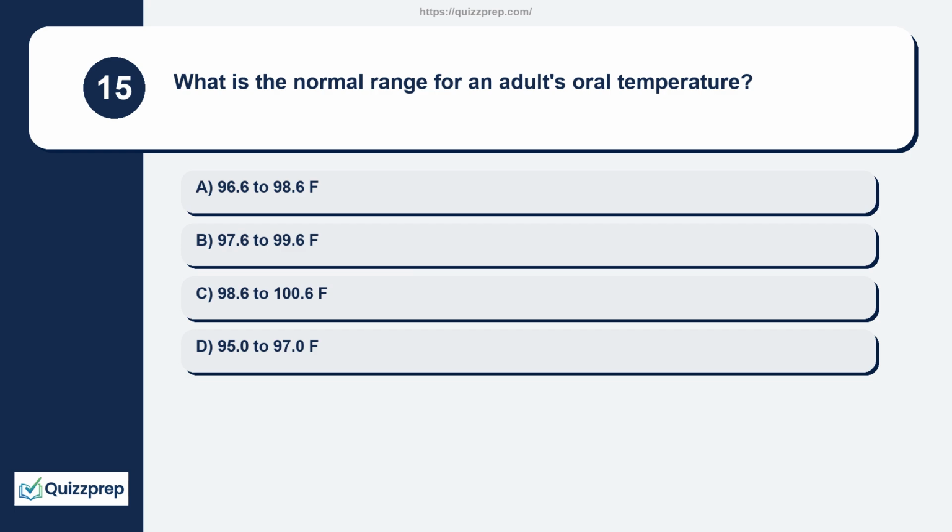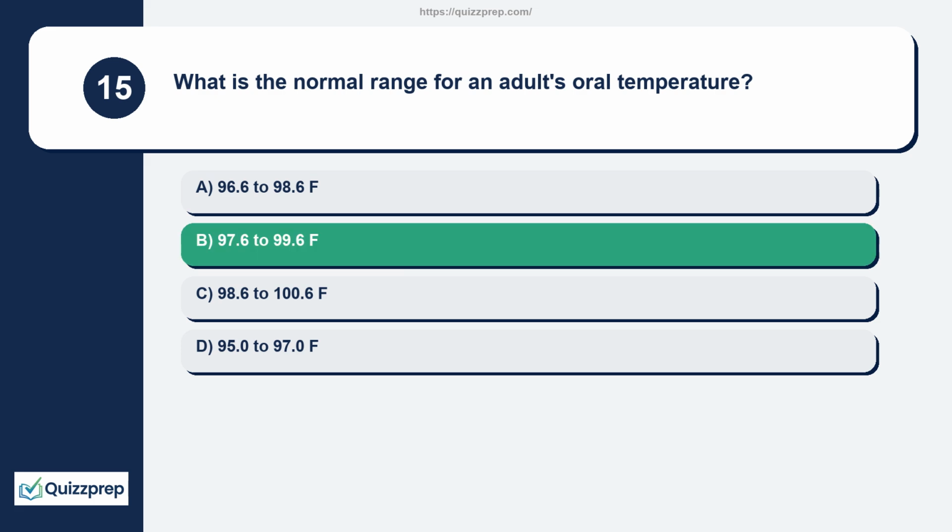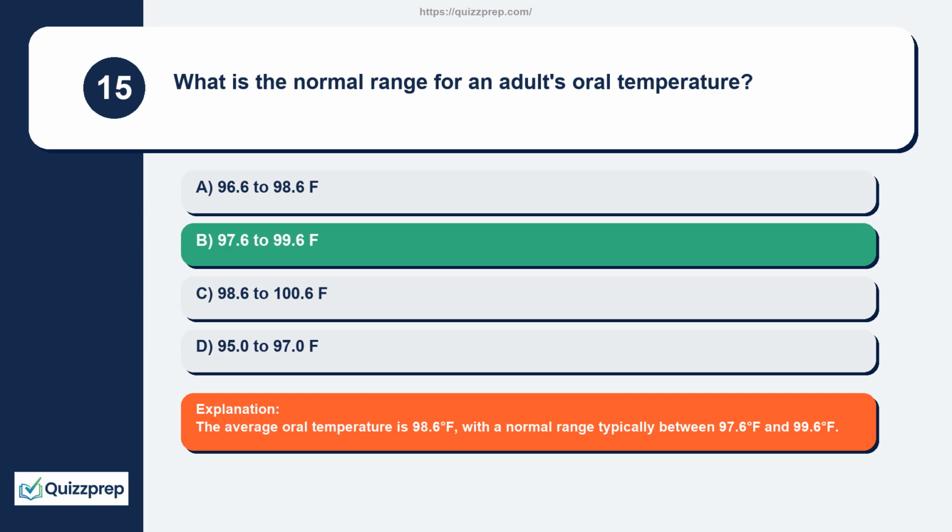Question 15. What is the normal range for an adult's oral temperature? 96.6 to 98.6 F, 97.6 to 99.6 F, 98.6 to 100.6 F, 95.0 to 97.0 F. The average oral temperature is 98.6 degrees Fahrenheit, with a normal range typically between 97.6 degrees Fahrenheit and 99.6 degrees Fahrenheit.